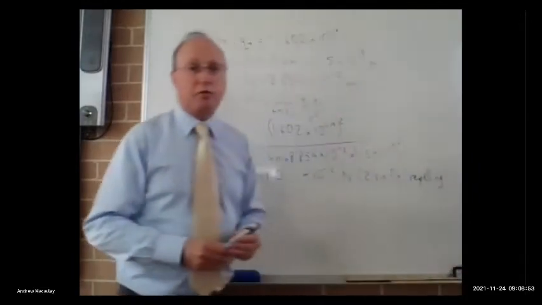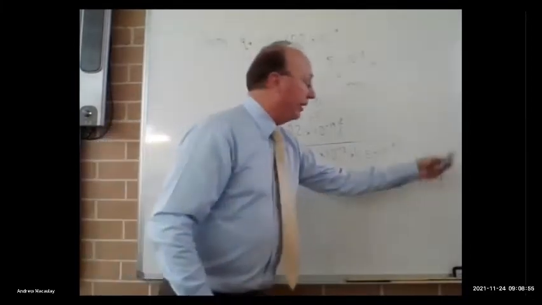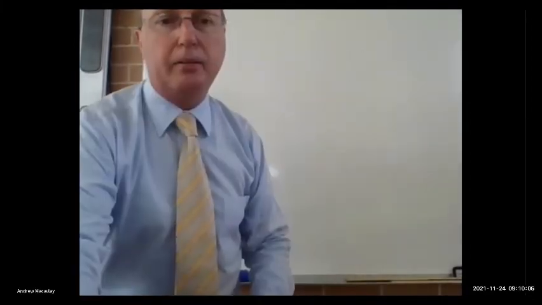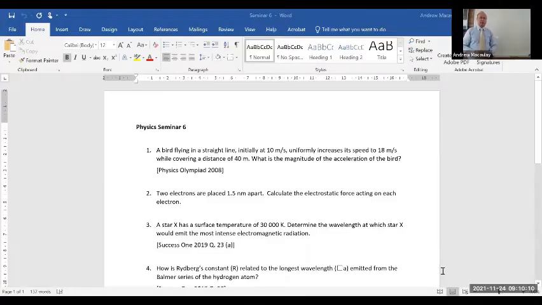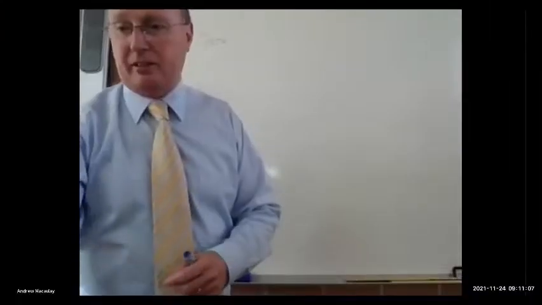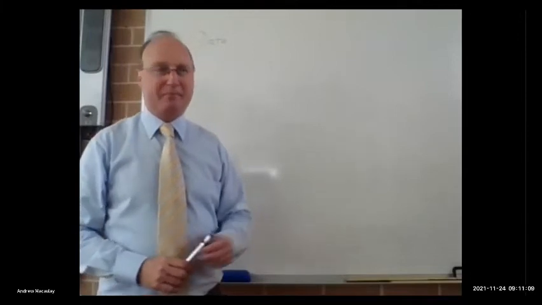It's a force of repulsion, but I'll just put the word repelling there. So question 3: a star X has a surface temperature of 30,000 Kelvin. Determine the wavelength at which star X would emit the most intense electromagnetic radiation. Calculation question. So what's the first step?